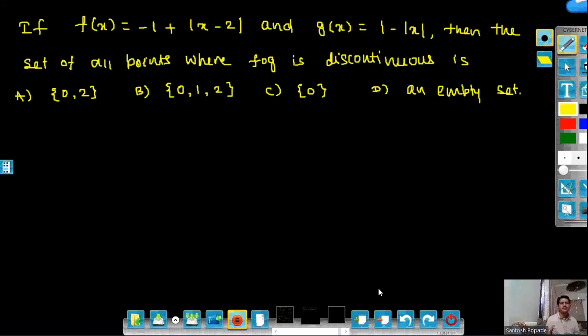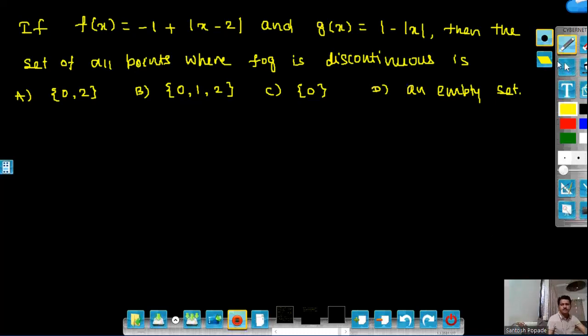We have given, this was asked in the JEE examination. I think it was asked in 2018. You can check it from the question papers. If f of x is given to be minus 1 plus mod of x minus 2 and g of x is 1 minus mod of x, then we have to find the set of all points where f o g is discontinuous. So before checking the continuity or discontinuity, we have to find the composite function f o g. First we will have to find the function f o g, and then from that we can check the discontinuity.